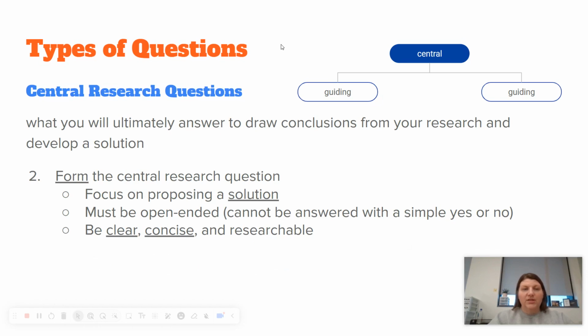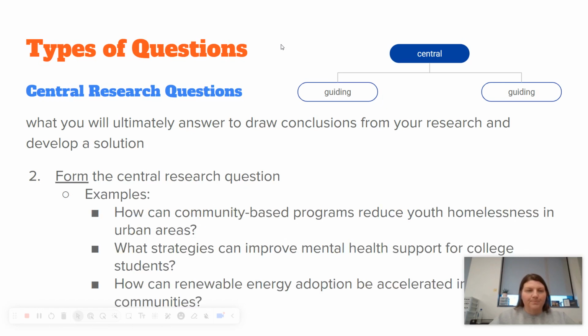The second step is to form the central research question. Now that you have some background information, you're focusing on proposing a solution. What can be done to fix that problem? It needs to be open-ended, which means it cannot just be answered with a simple yes or no. Like, is youth homelessness bad? That is a yes or a no. And it needs to be clear, concise, and researchable. It needs to be broad enough that you are able to answer it, but narrow enough that you're able to actually find a solution. You'll work with your research group and with me to hash that part out.